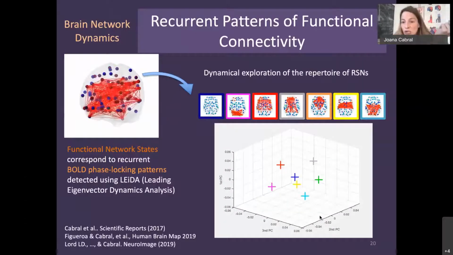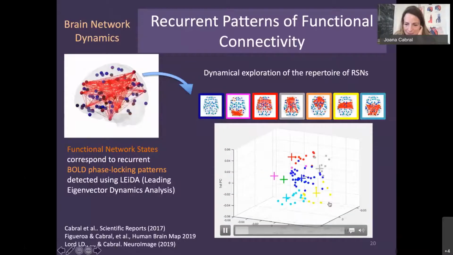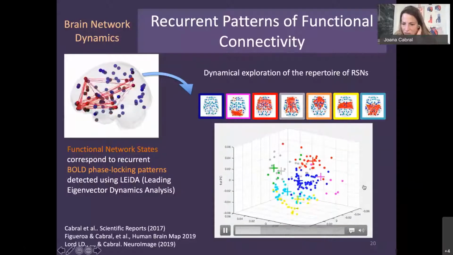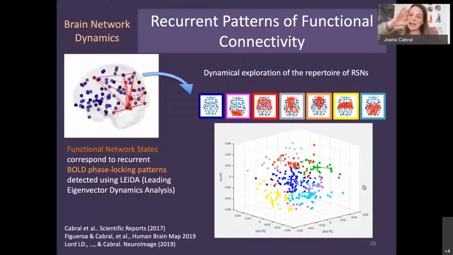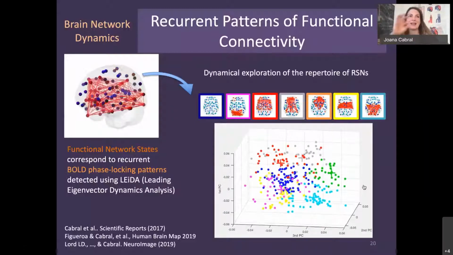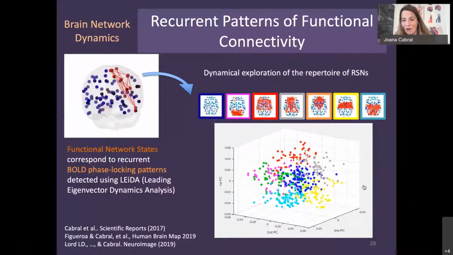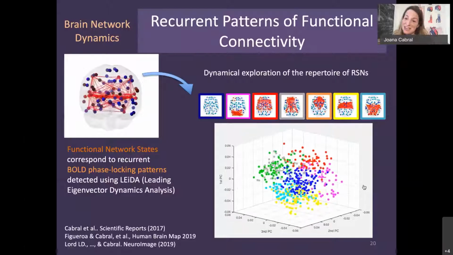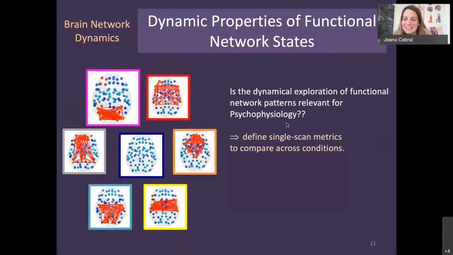So imagine each of these crosses represents the centroid of a brain state. I don't know if you can see it over time, but it's like the brain is constantly exploring different possibilities. So it's constantly evolving over a state space landscape. So we can characterize brain activity as a trajectory in this state space. So it's a conceptual framework, let's say. And then the idea is, is this dynamical exploration of these network patterns relevant for psychophysiology?